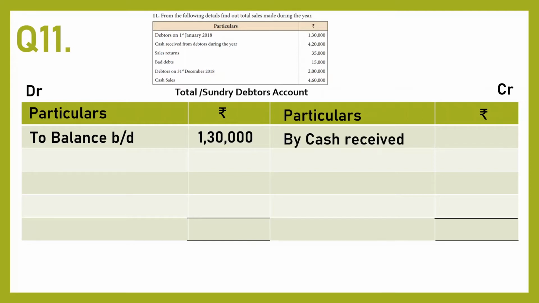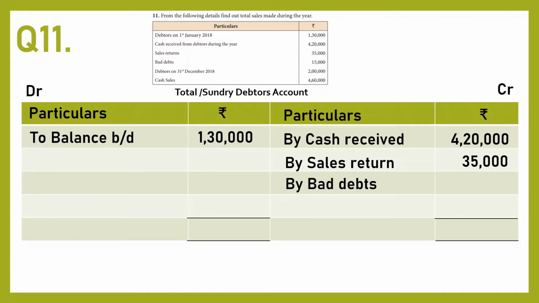Then cash received. What is the cash that we have received from the debtors? Again, this is given in the problem. The amount is 4.2 lakhs. Then we have a sales return. Sales return will be a credit, so the amount is 35,000. And then there is also an element of bad debts. Bad debts will be on the credit side, so that is 15,000. And then we have also been told the closing balance, which is 2 lakhs.